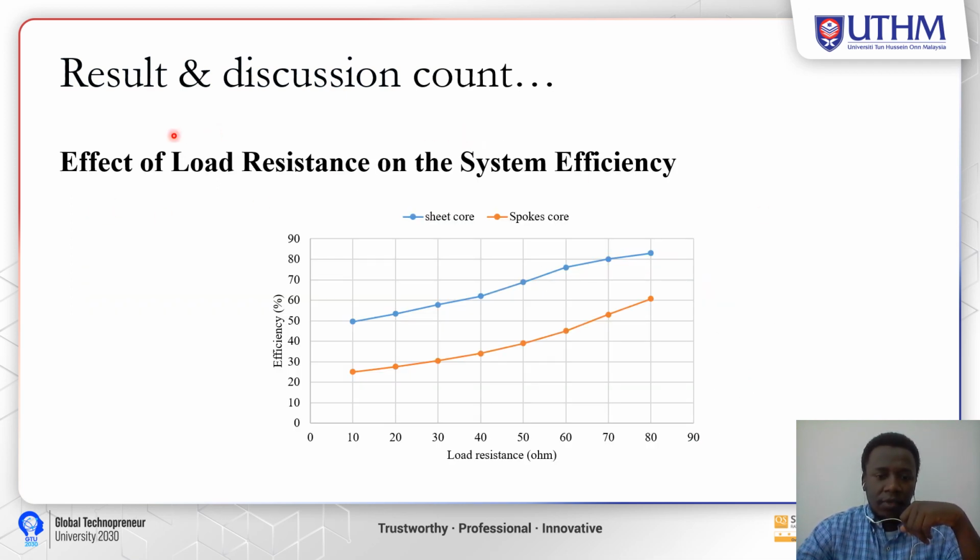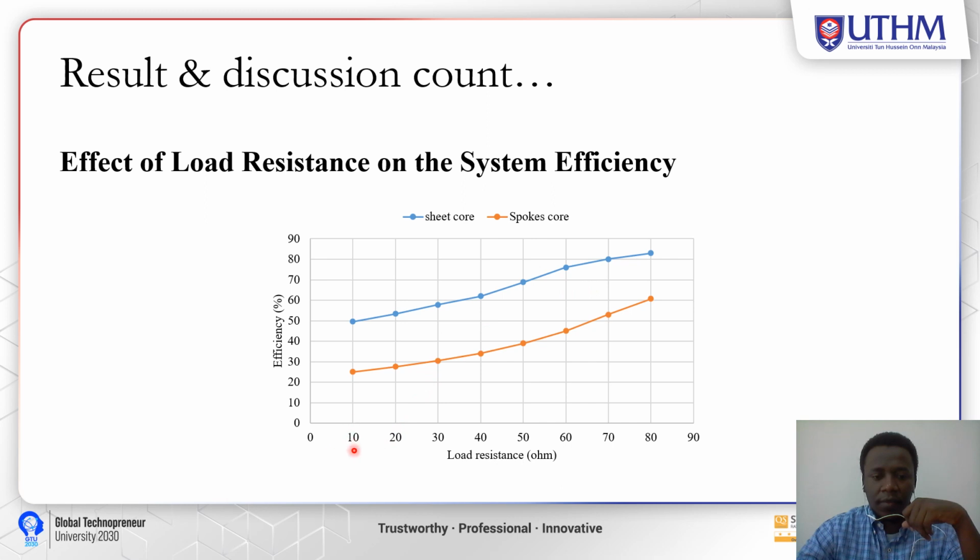So this is the result obtained, the effect of load resistor on the system. Basically, we see the effect of R load on the system, and here the blue one is the sheet core, and this one is the spoke core. As we can see, as the resistive load increases, the efficiency of the system also increases.